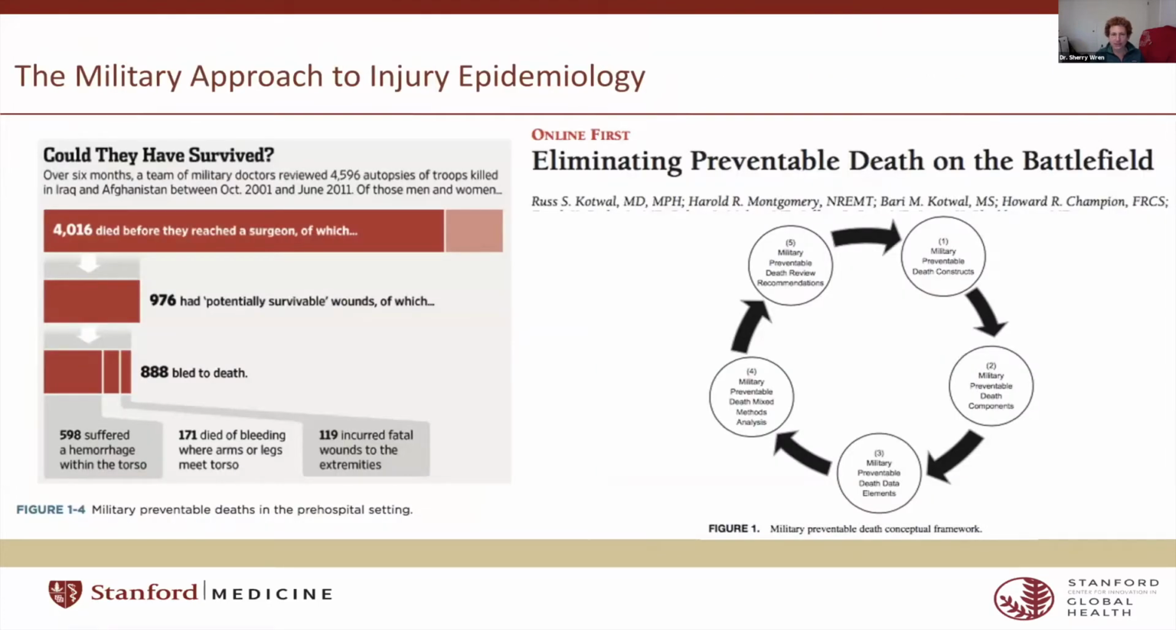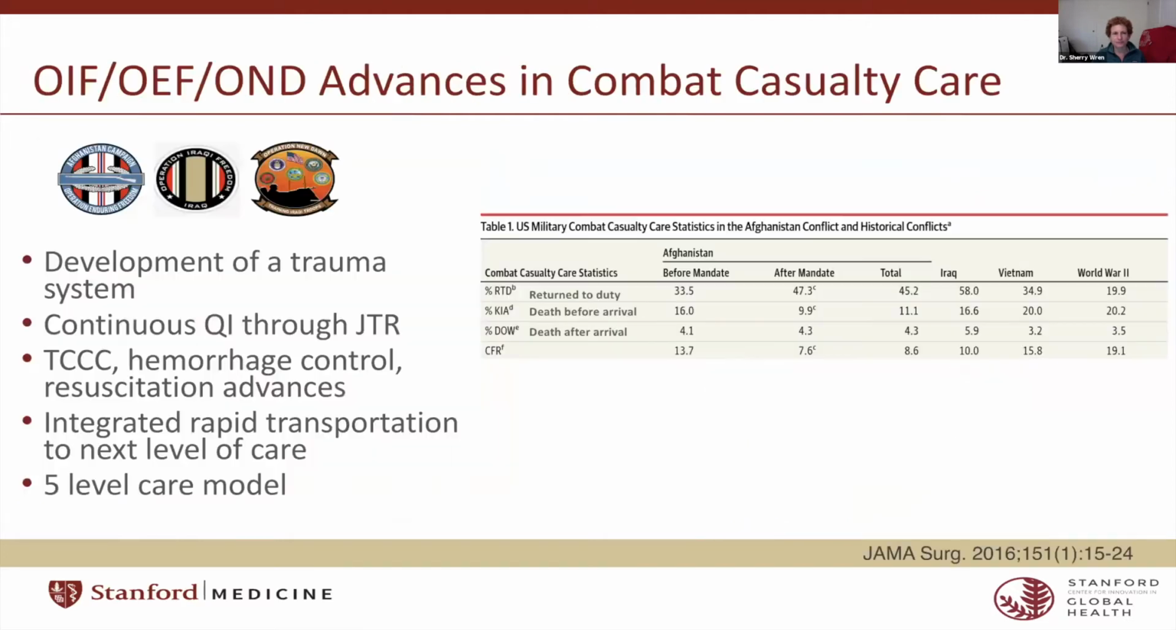So the military has really been leaders, the US military in particular, in how to look at injury epidemiology. They actually have incredible processes where they look at how everybody died. Was it survivable? Was it not? Every death is scrutinized. They've also developed a trauma system, and they have embedded this continuous quality improvement through a joint trauma registry. And it brought us many advances, such as hemorrhage control, tourniquet use, resuscitation, and they have this 5-level of care.